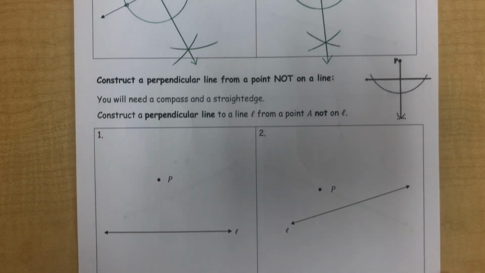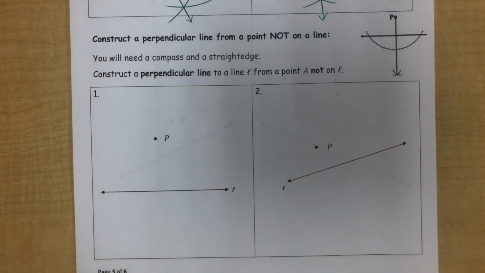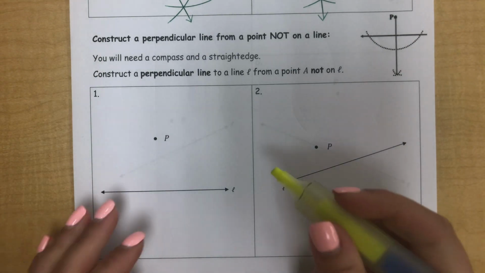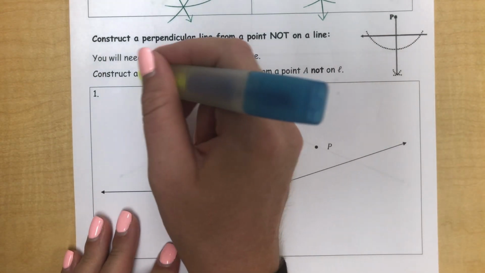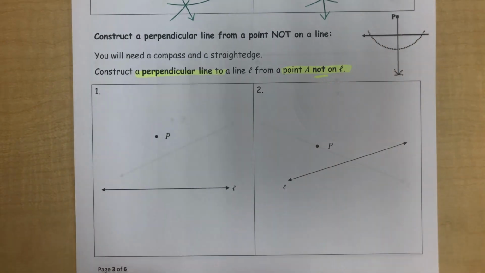So this is very similar to what we were just working on, except earlier we were constructing a perpendicular line from a point that was on the line. Now we're making perpendicular lines from a point that's not on the line. Let's go ahead and just highlight that. Construct a perpendicular line from a point A that's not on that line. So it's really the exact same steps.